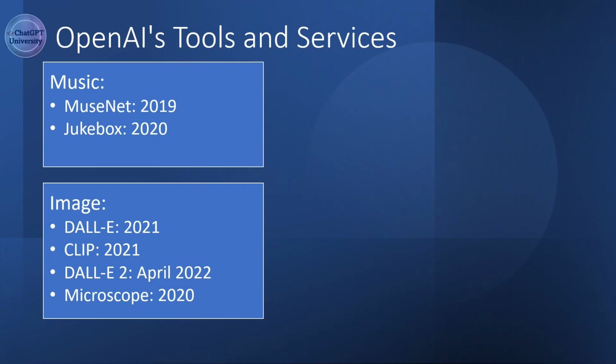Released in 2020, Microscope is a collection of visualizations of every significant layer and neuron of 8 different neural network models, which are often studied in interpretability. Microscope was created to analyze the features that form inside these neural networks easily.